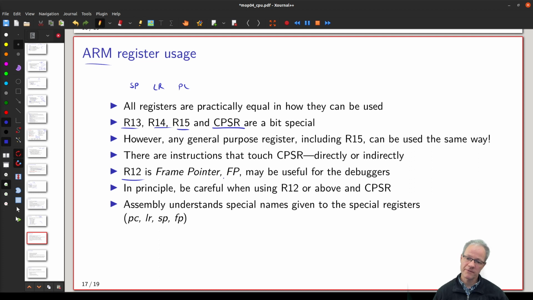R2 sometimes is used as a frame pointer. It's like a register with an address for the reference of the frame in the memory. Could be a memory buffer or could be the variables, to simplify debugging, for example. But again, this is not something that's built in the hardware. This is more of a convention, right? The hardware is still regular and the same.